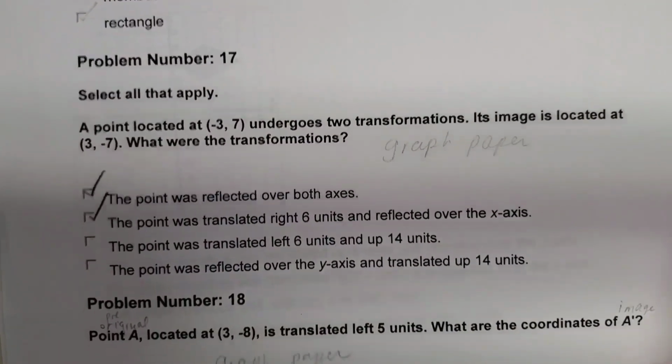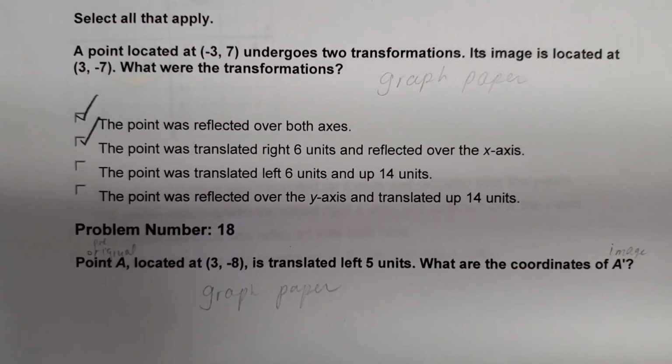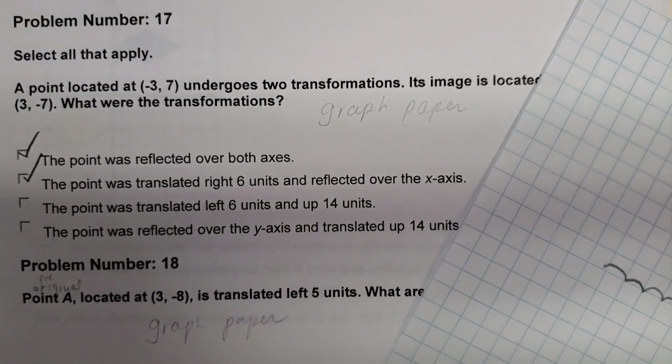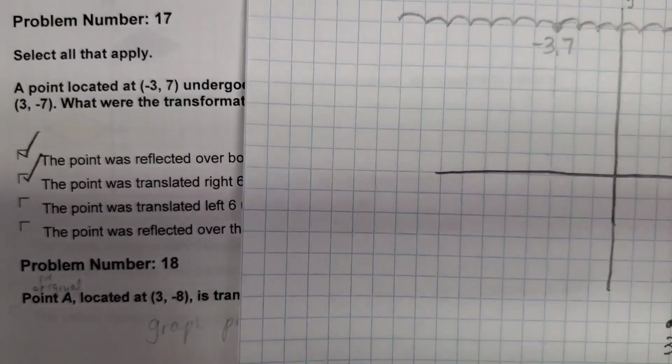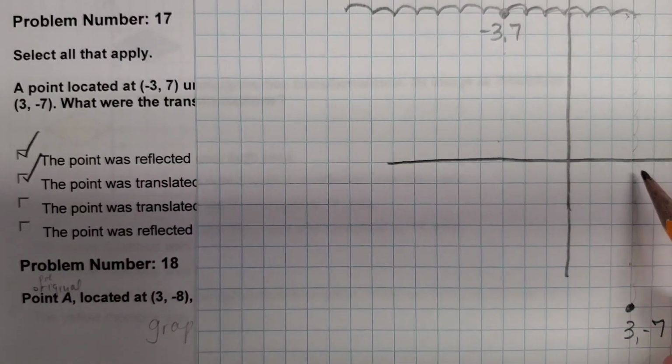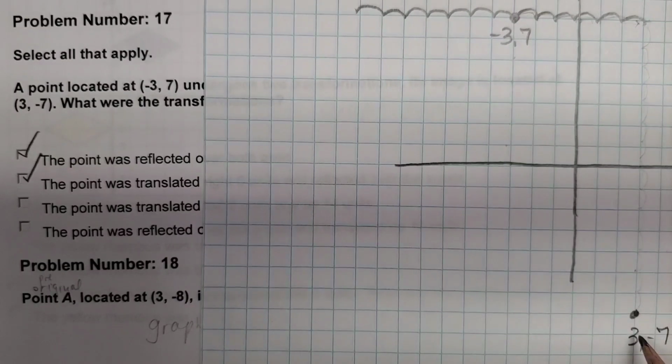Problem number 18. Point A, located at 3, negative 8, is translated left 5 units. What are the coordinates of A? So let's look at this paper again. Point A located at 3, negative 8. Okay, so it's really close to where we were. It's going to be right here.